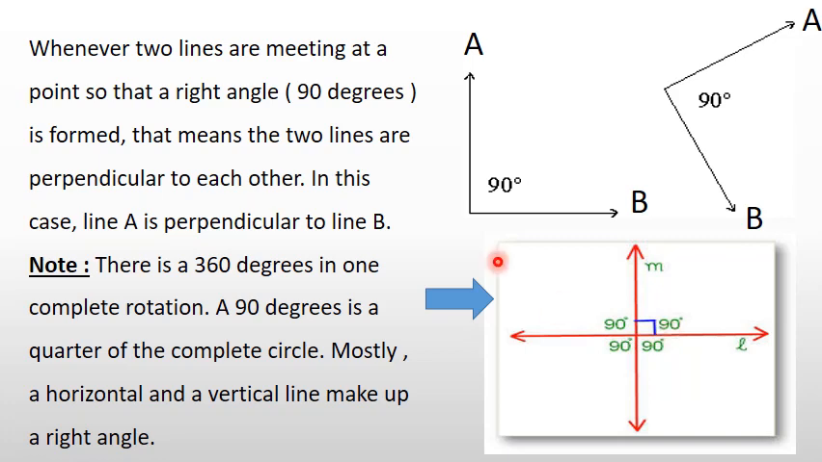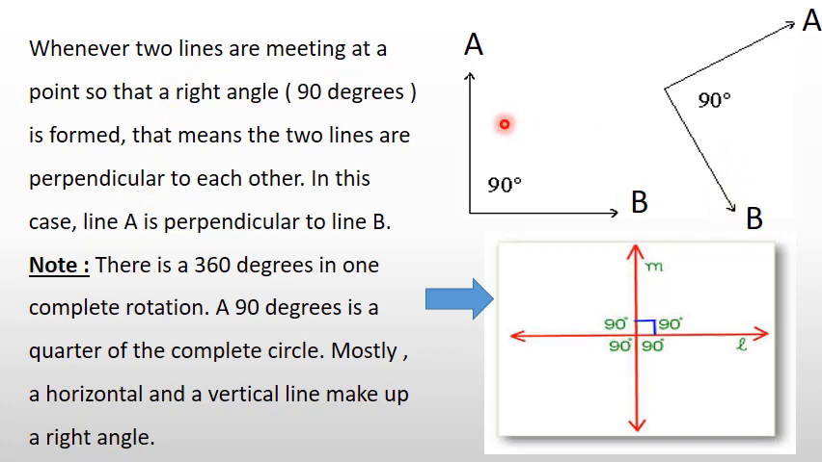Mostly a horizontal line and a vertical line make up a right angle. It's not necessary, but you can see B is a horizontal line and A is a vertical line, and together they make 90 degree. But it is not necessary, right? You can see here, this is A and B. Now B was initially a horizontal line, but now it has somehow drifted down. Similarly, if B will move down, then A will also move to this side. So again, this is 90 degree. If I start from this point and I complete one complete circle, it would be 360. So 90 is a quarter. And remember, right angle is 90 degree.